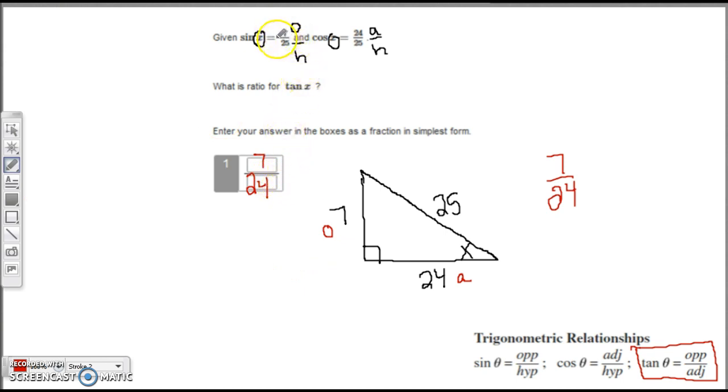Now you could have figured it out right here. Once you labeled 7 as opposite and 24 as adjacent, you could have just gone ahead and plugged them into the tangent without drawing the picture. I just like pictures.